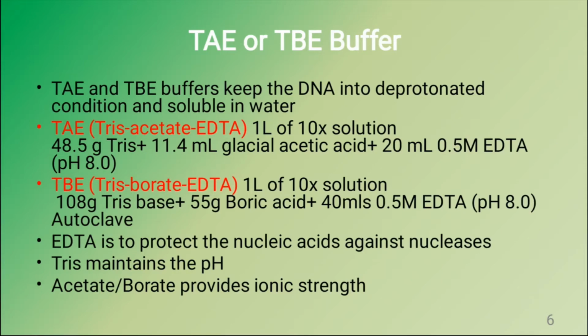The TAE buffer consists of Tris HCl, acetic acid and EDTA. To prepare 1 liter of 10x TAE buffer solution, we have to add 48.5 gram of Tris, 11.4 ml of glacial acetic acid and 20 ml of 0.5 molar EDTA, and pH should be adjusted to 8.